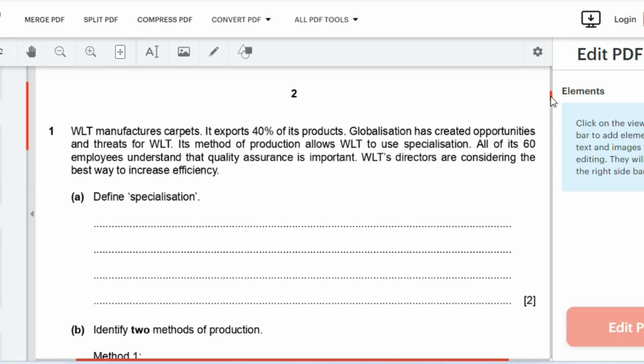Now let us go to the question here. We have question A. We are told to define specialization. What do you understand by specialization? Of course, it can be defined as when people or businesses concentrate on what they are best at. That is just a simple definition for specialization.